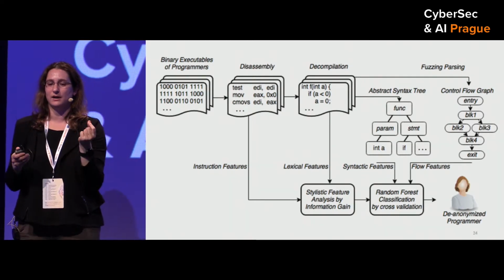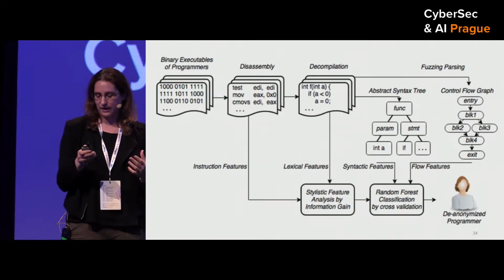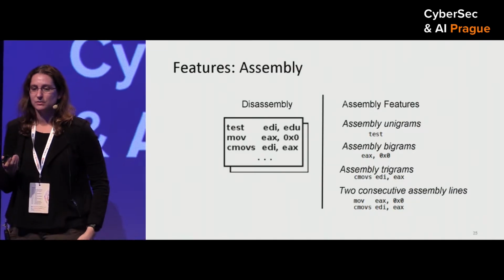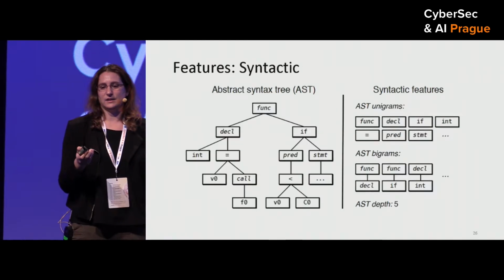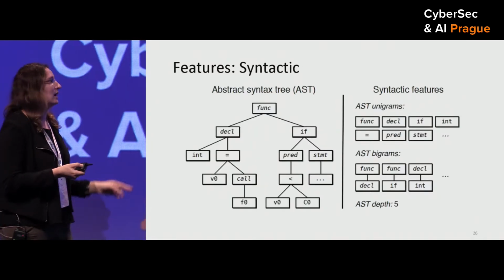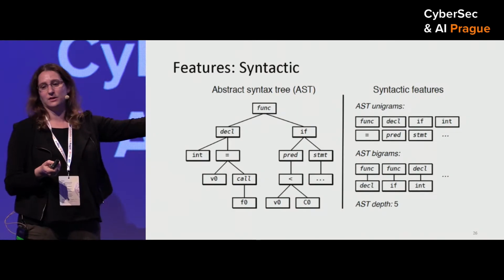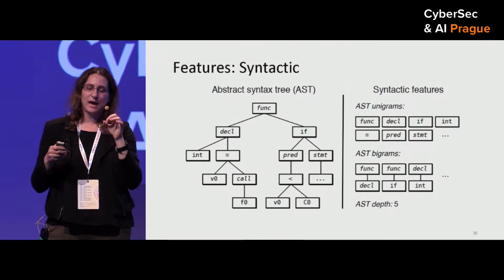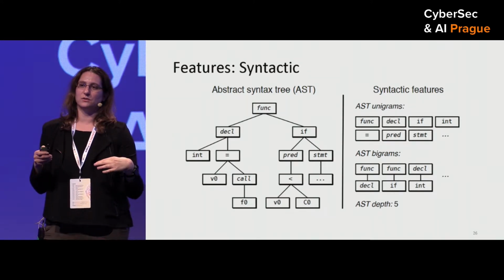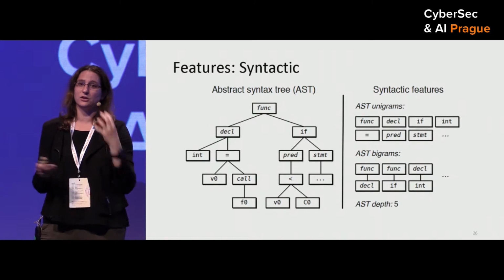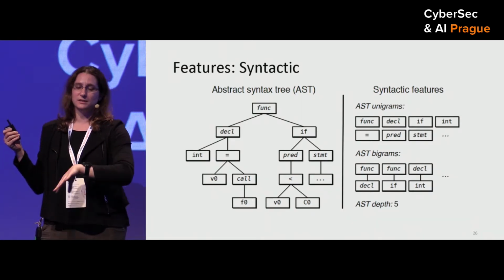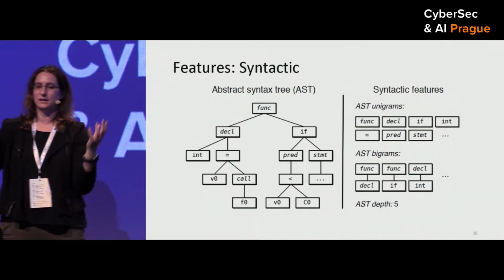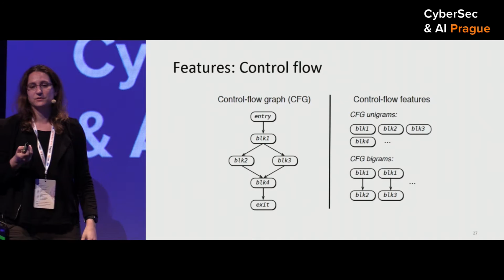So we do a lot of feature reduction there. This is some example of the assembly features that we've used. And here's the abstract syntax tree features. Now we're using AST unigrams and AST bigrams and overall depth of the AST. I don't know how much time I'll have to talk about it, but we have also looked at ways to use deep learning on the AST to learn, using LSTMs, different representations of the AST so that you can learn more complex dependencies. And here's the control flow graph.